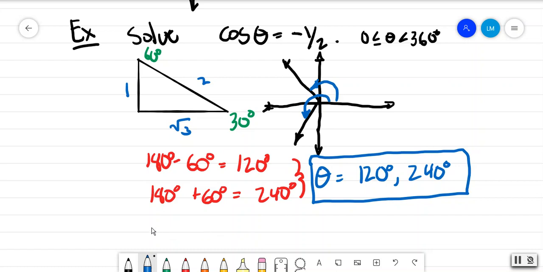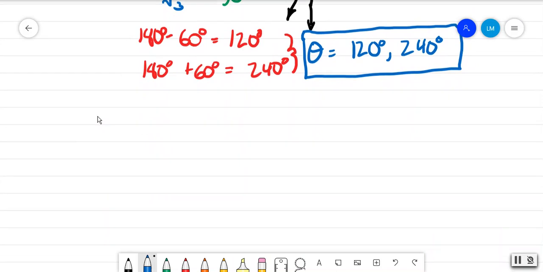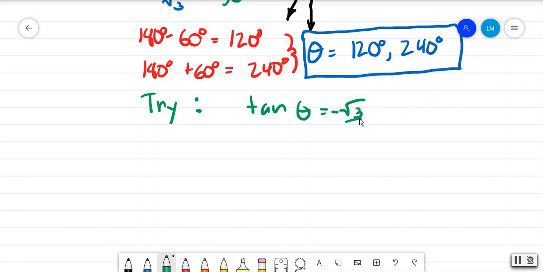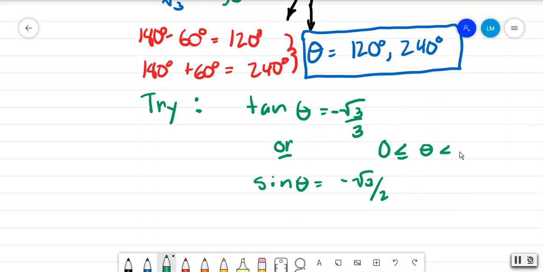Okay, now I'll go ahead and end this video with giving you the question that you want to try: tangent theta equals negative root 3 over 3. Or if you want to give yourself another option, you can do sine theta equals negative root 3 over 2. Now, of course, I want you to go ahead and just use that theta is between 0 and 360.